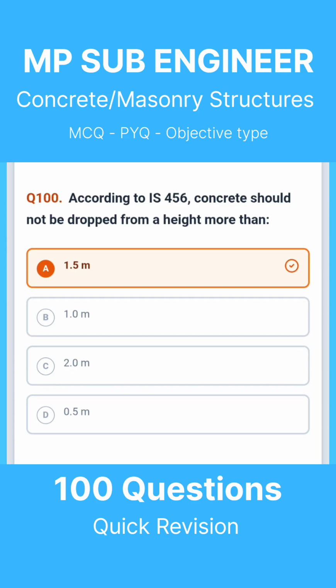Question 100. According to IS 456, concrete should not be dropped from a height more than. The correct answer is 1.5 meters.